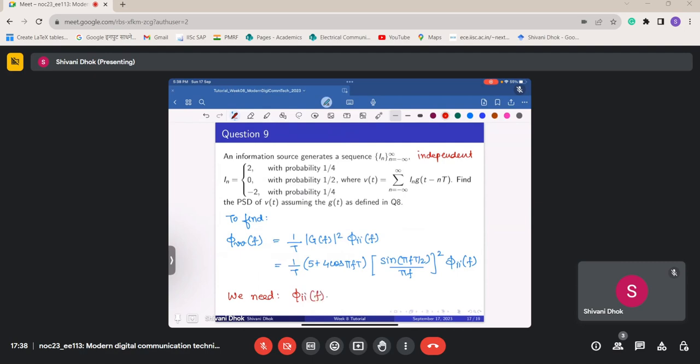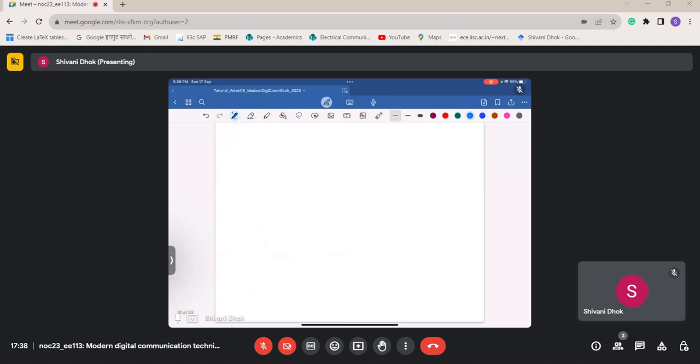So this is what we need to find now. Let me write it again. So find phi I of f, and we know that this phi I of f is nothing but summation m running from minus infinity to infinity phi I of m multiplied by e power minus j 2 pi f m capital T. So this is the first thing that we know.